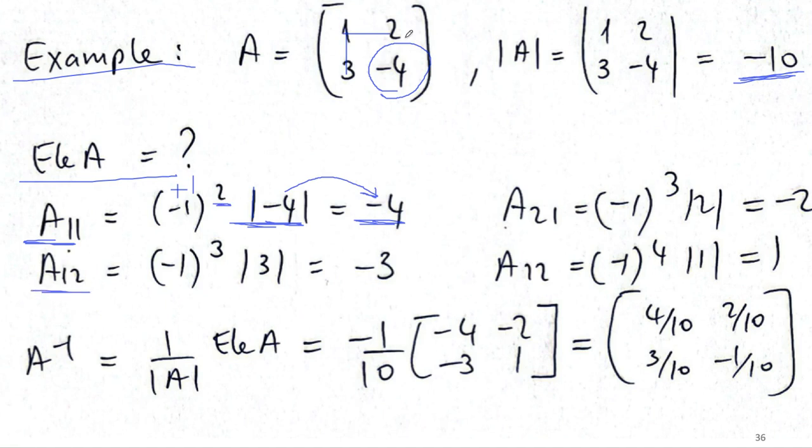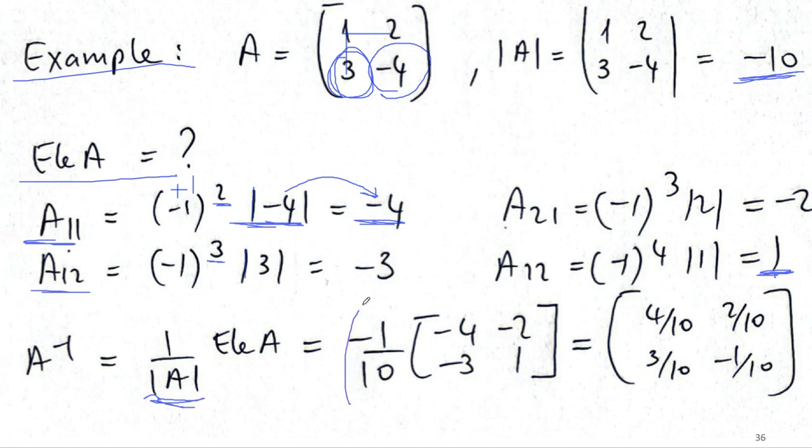What about A12? For A12 now you are going to use this value. The determinant of 3 is also 3, but this time this is cubic, so it will have a minus sign. A21, you calculate this again as minus 2. A22, you calculate this as equal to 1. So once you calculate these numbers, the last thing we should do is write these values: minus 4, minus 3, minus 2, and 1. Okay? And then we divide by the determinant of A, which is minus 10.